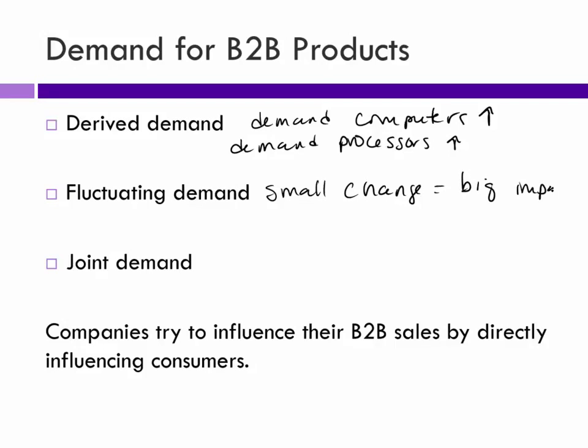And the other one you see here is joint demand, and so these would be like two products that go together. If there's an increase in the demand for, let's say, donuts, the demand for coffee would probably also go up. And again, it can go down as well. So sometimes it's not just what's going on with your own product, but what's going on with related products.